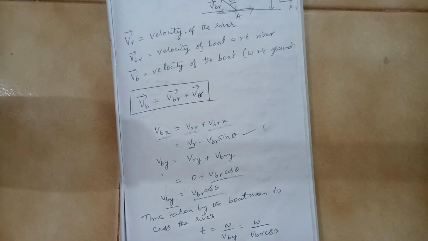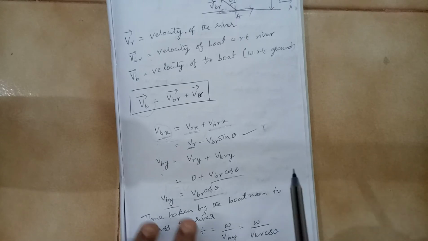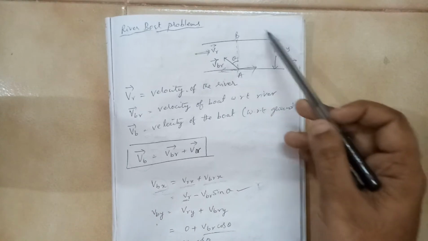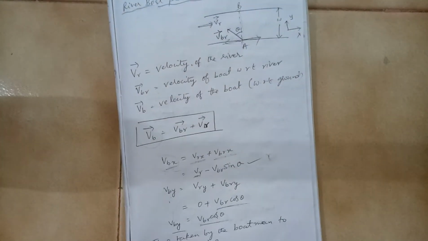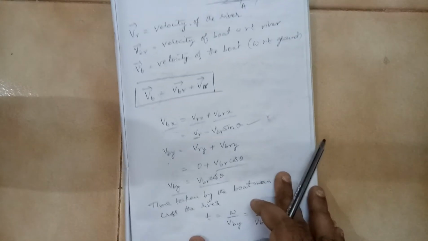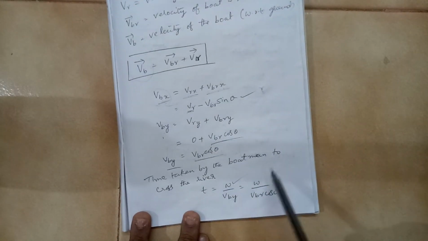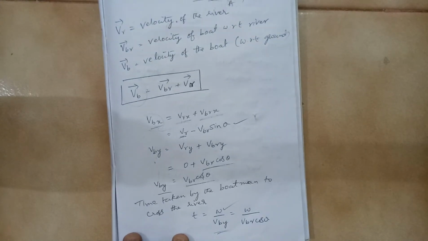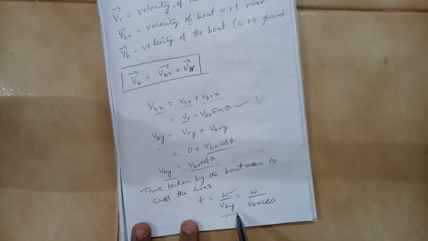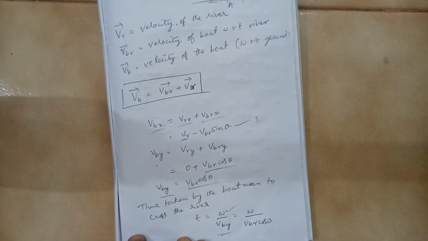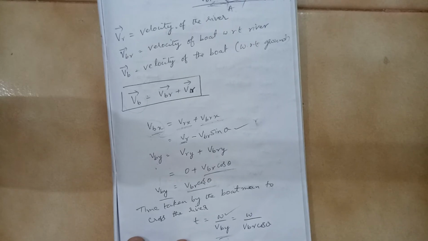Whenever we want to calculate the time taken by the person to reach from one end to the other end, let us say a person starts from A and wants to reach B, how do you get the time? Time is always distance by speed. Here distance is the width, and of the velocity, we need to take the component in the y direction. We need to take Vby. Vb is the absolute velocity of the boat.